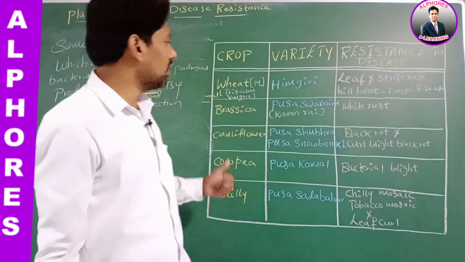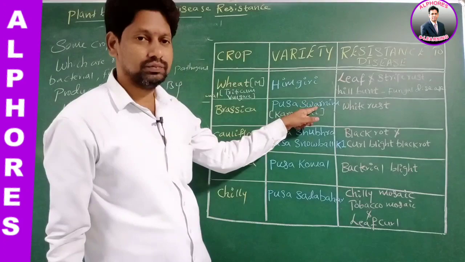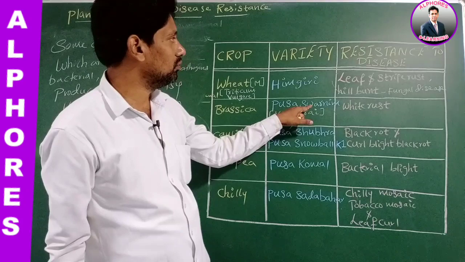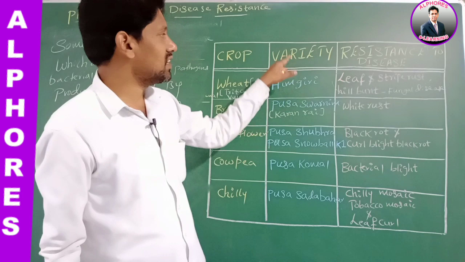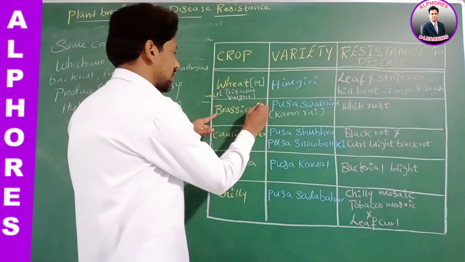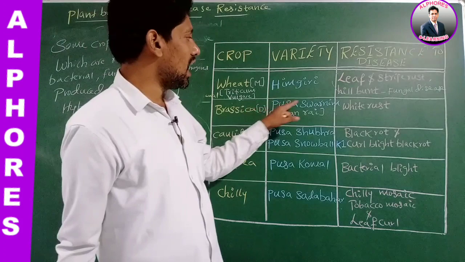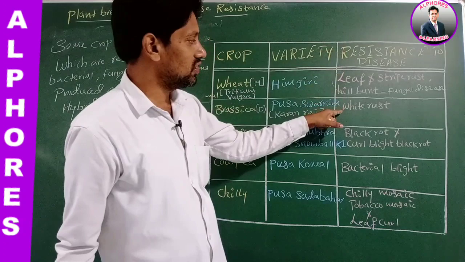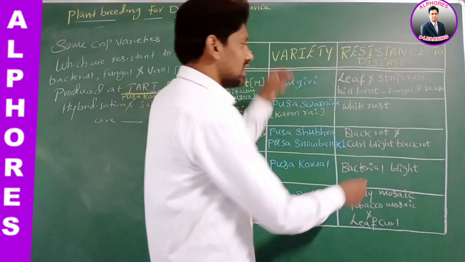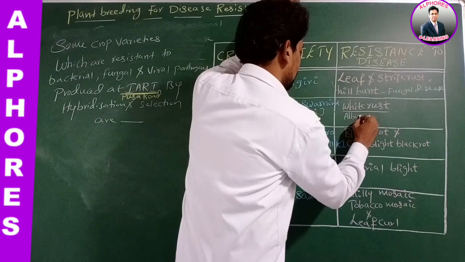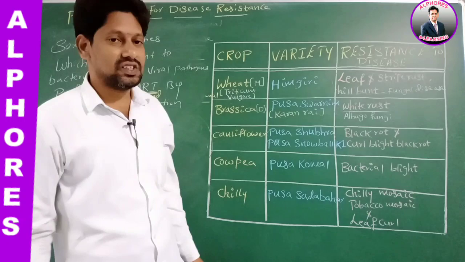Now go for the second one. What is it? Pusa Swarnim. This Pusa Swarnim is a variety of Brassica. Brassica comes under which family? Brassicaceae family. It is a dicot. This Pusa Swarnim is resistant to which disease? White rust disease. Who is causing this white rust disease? Albugo fungi. This white rust is caused by Albugo fungi. We read this in first year.